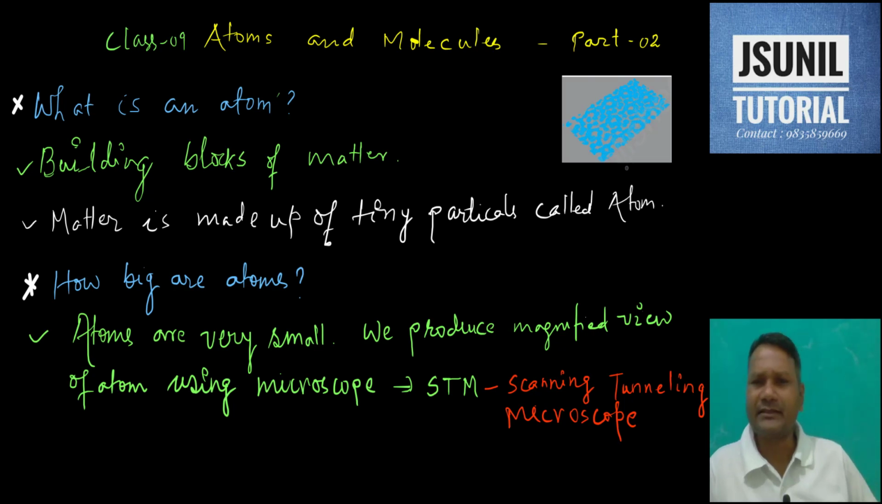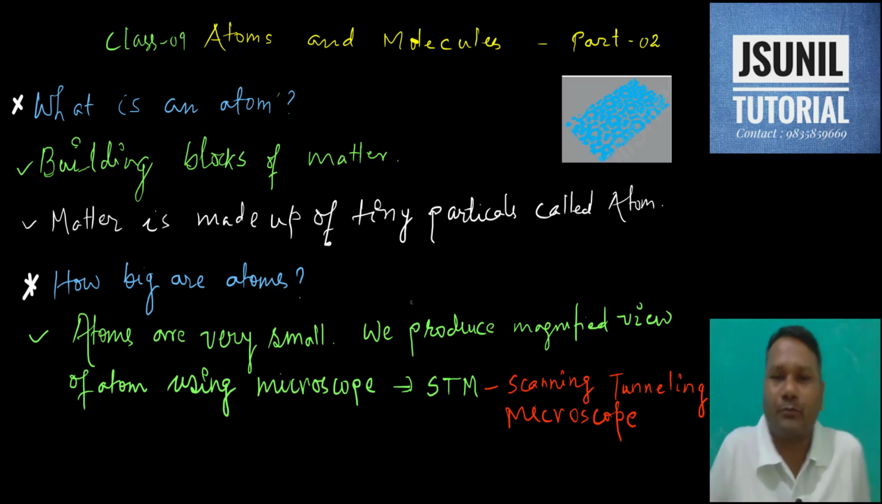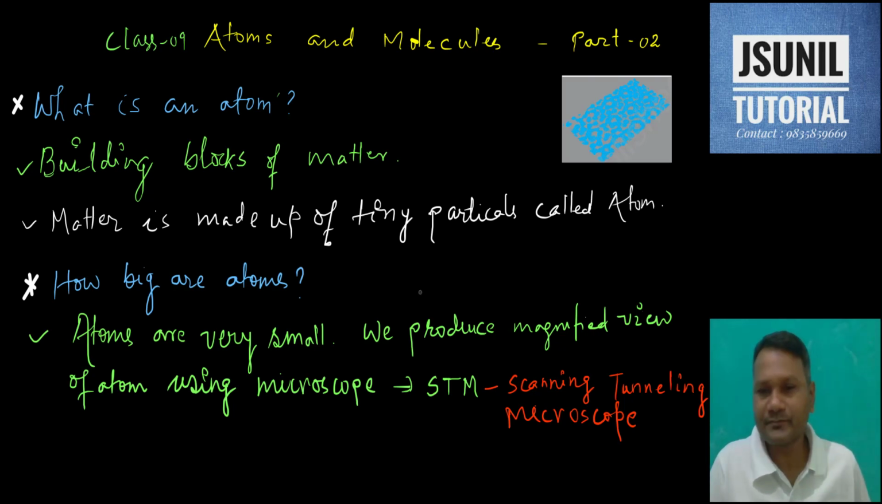The size of atoms is so small that it can only be visible with the help of a powerful microscope. Today we have developed microscopes like the STM, scanning tunneling microscope, which help us to imagine and get pictures, a magnified view of the atom.